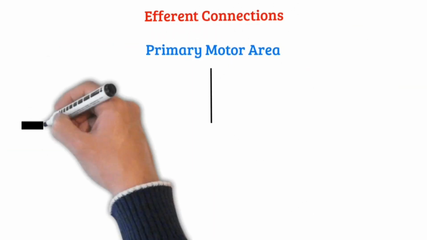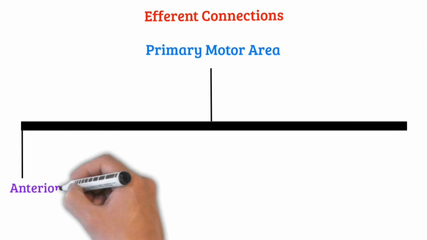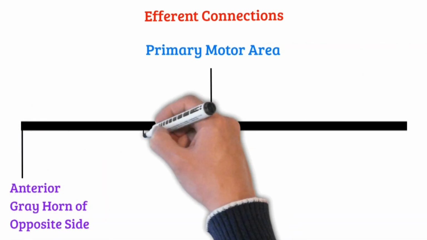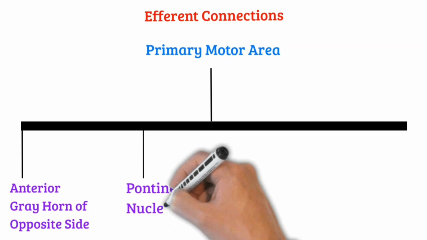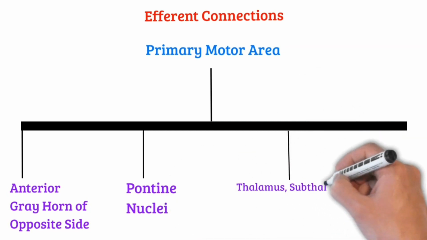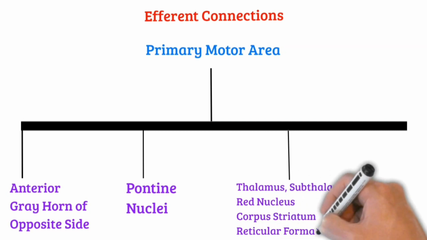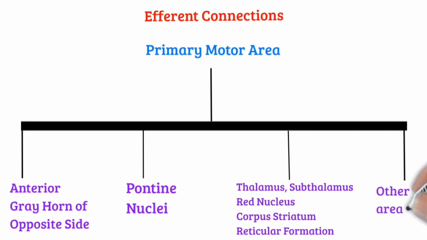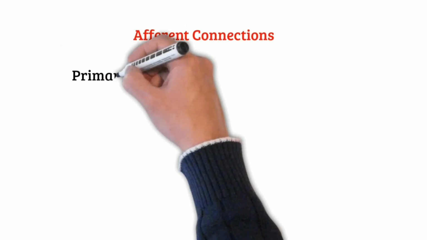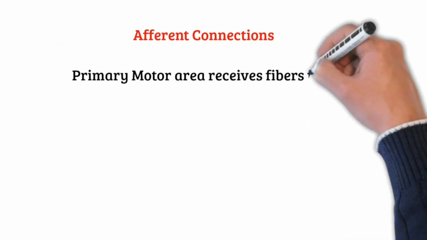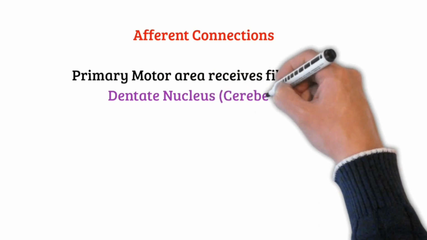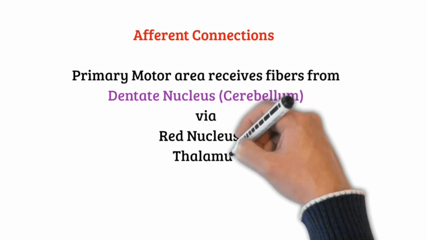Efferent connections. Now primary motor area gives motor connections to these areas: anterior grey horn of opposite side, pontine nuclei, thalamus, subthalamus, red nucleus, corpus striatum, reticular formation and other parts of cerebral cortex. Afferent connections. Primary motor area receives fibers from the dentate nucleus of cerebellum via red nucleus and thalamus.